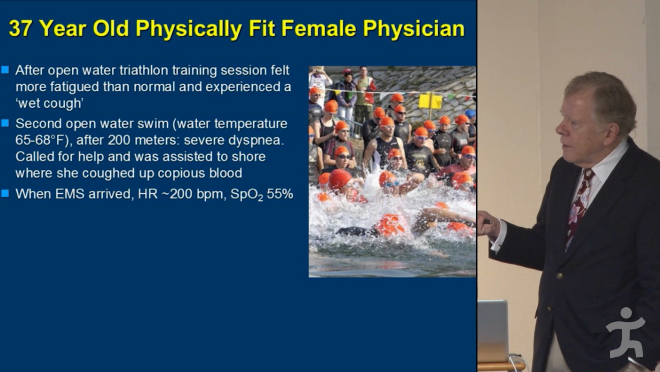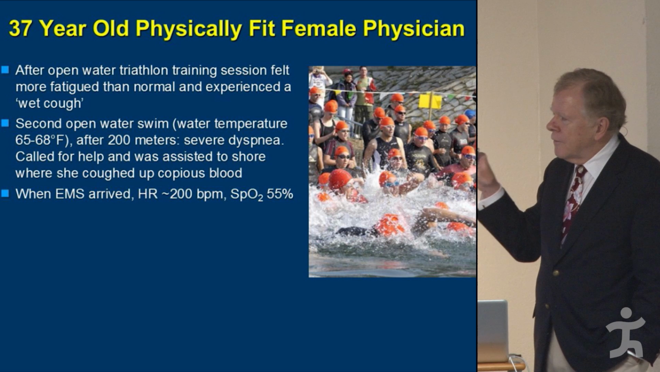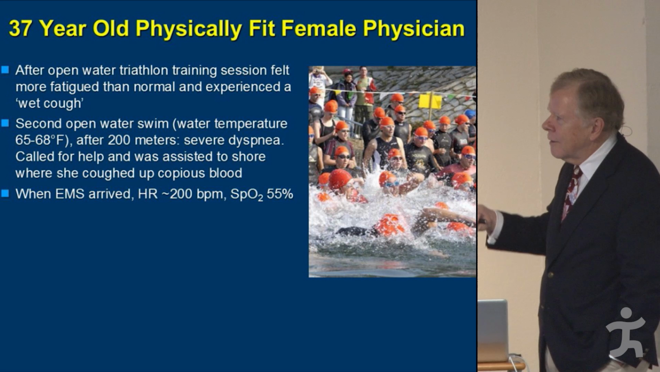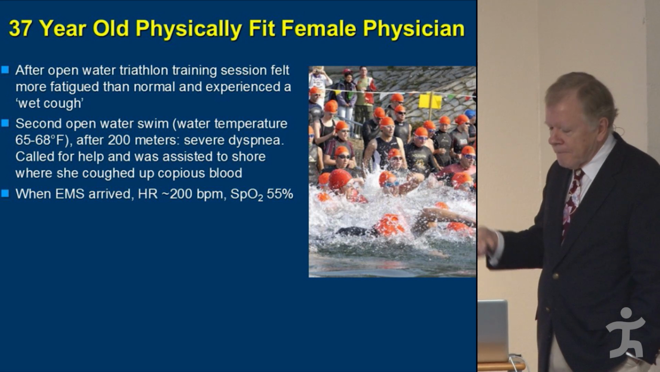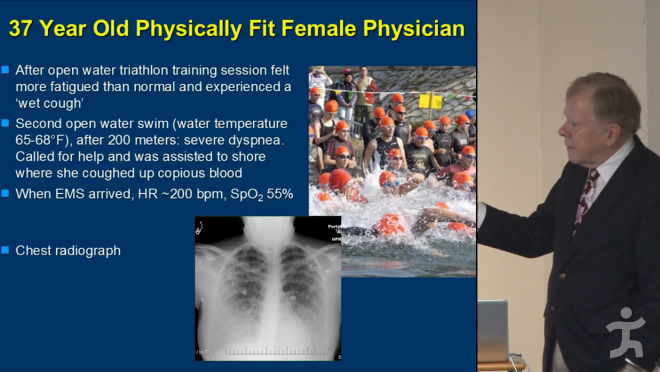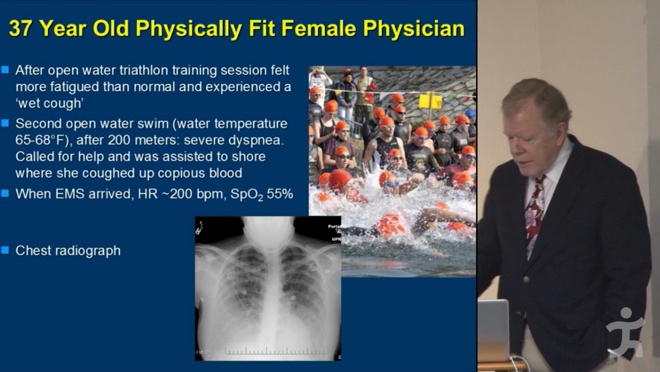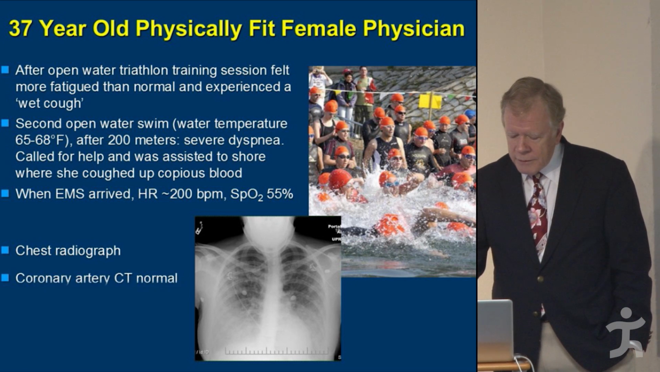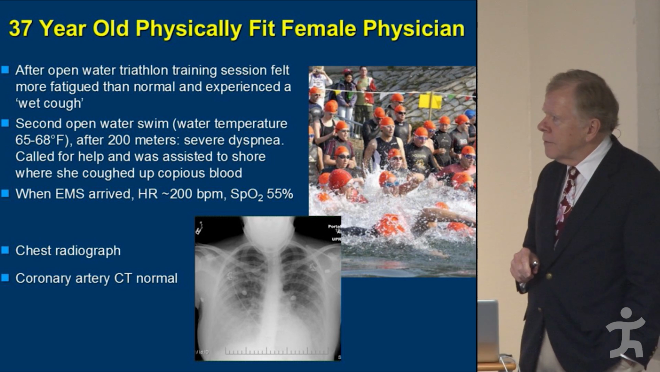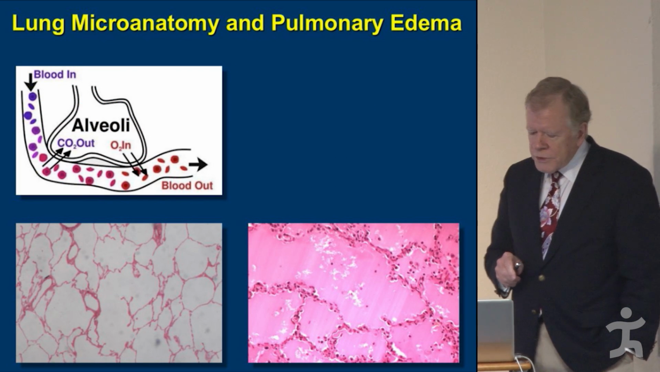And when the EMS arrived, her heart rate was 200 beats per minute. And when they put her finger in the pulse oximeter, the normal reading is 98, 99, 100. Hers was 55%. And she had a chest x-ray that showed fluid in her lungs. This is pulmonary edema, so-called. And they investigated her for heart problems, but everything was completely normal. So this is what's called immersion pulmonary edema. Now, what's going on here?